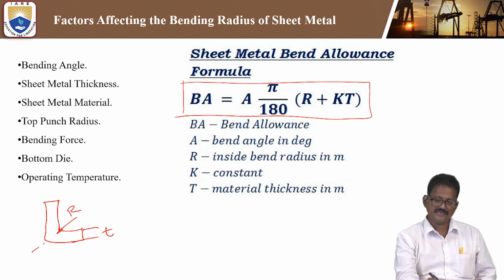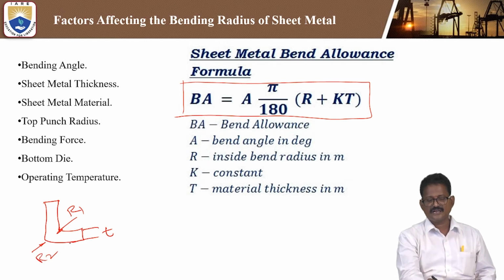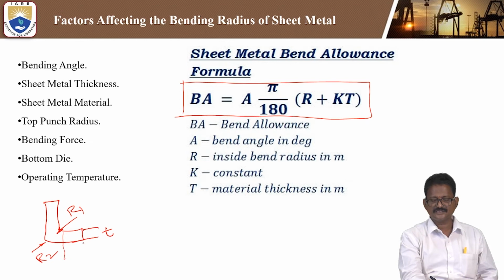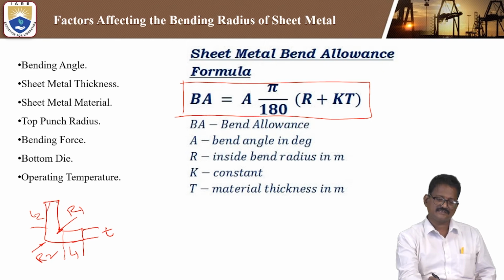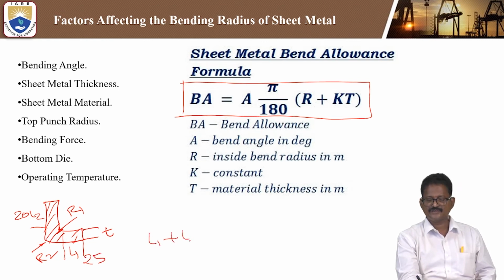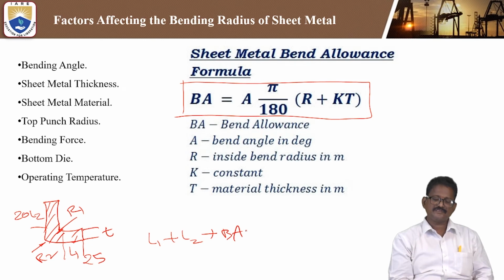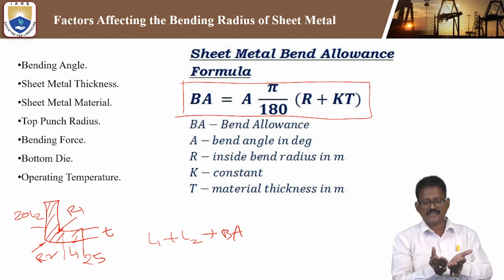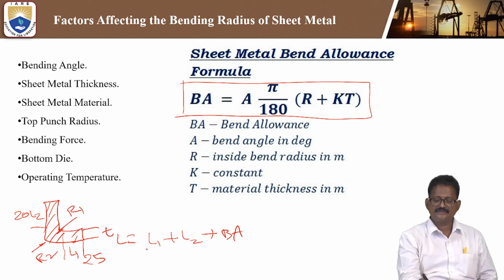Similarly, this is R1 internal, R2 is the external radius, and up to this fillet. This is the length L1 and L2, and this is the thickness. For example, you can see this is 20 and this is 25. So total length is L1 plus L2 plus, in between, some bend allowance. We have to add this bend allowance in this formula; with this formula the total length of the sheet can be calculated.